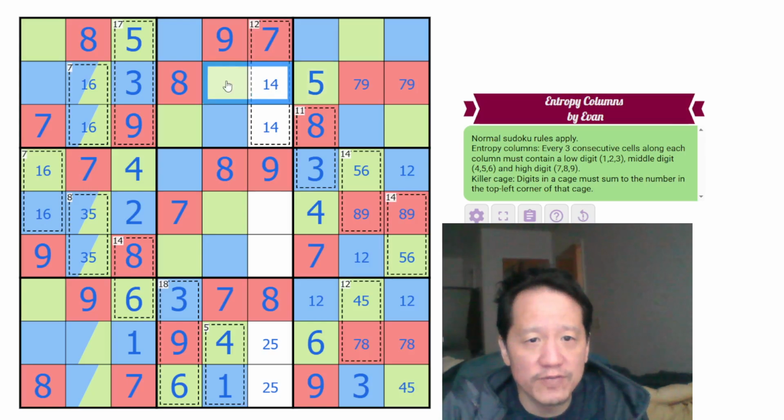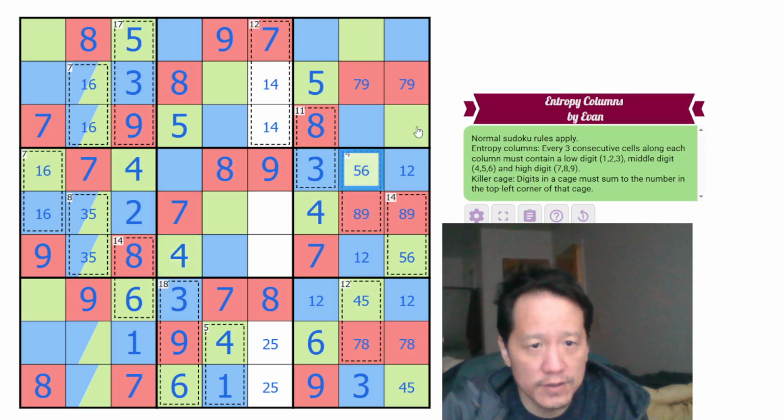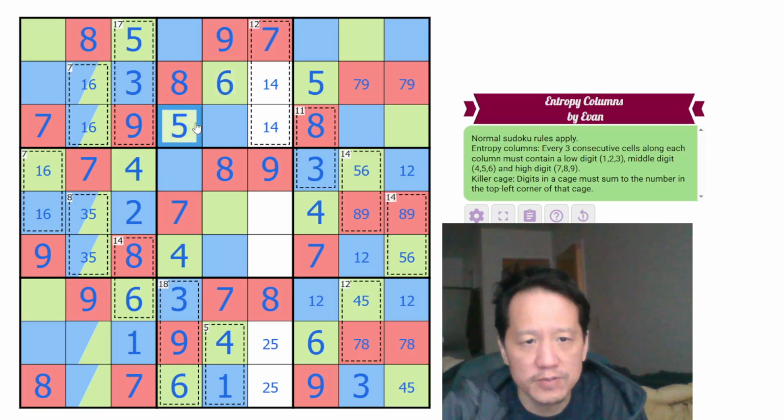Well, this can't be 5. 5 can't be here. 5 can't be any of these, so this must be a 5, which forces this to be 4. This cannot be 4, because one of these is a 4. Therefore, this must be a 6, because it can't be 5. Therefore, that makes this a 5.